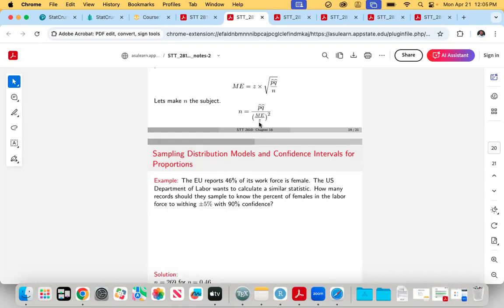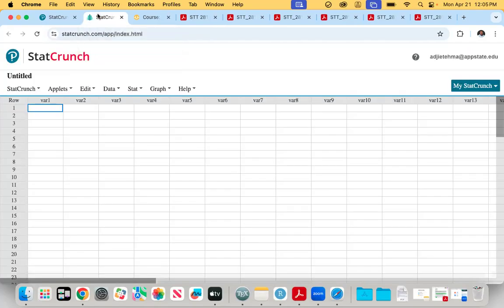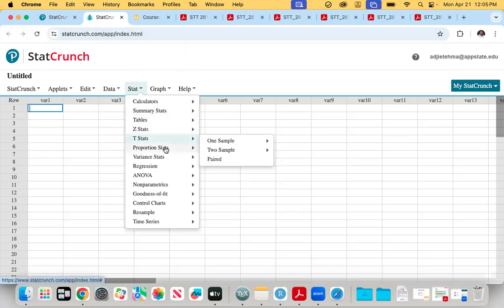Now, Z is the critical value. So how do we determine the critical value? Let's get to StatCrunch and do that. To get the Z, the critical value, I go to StatCrunch, I go to Stats, Proportion Stats, One Sample, With Summary.